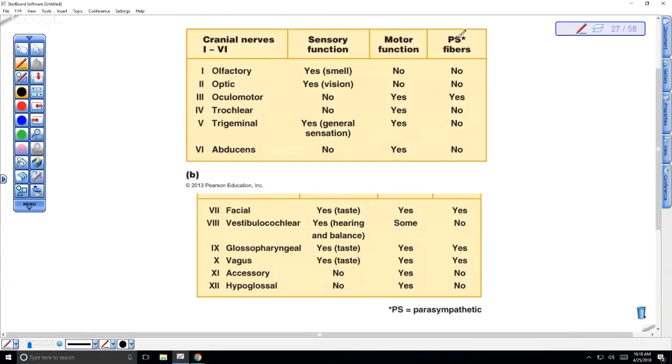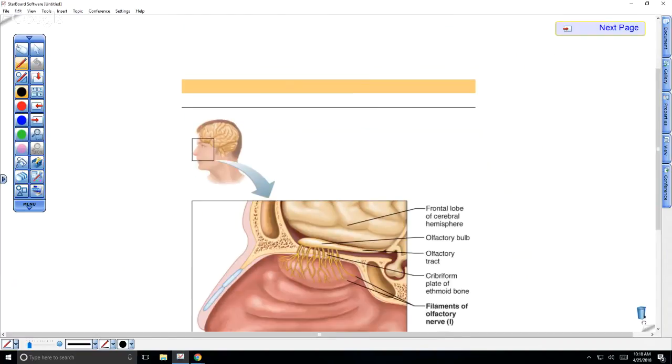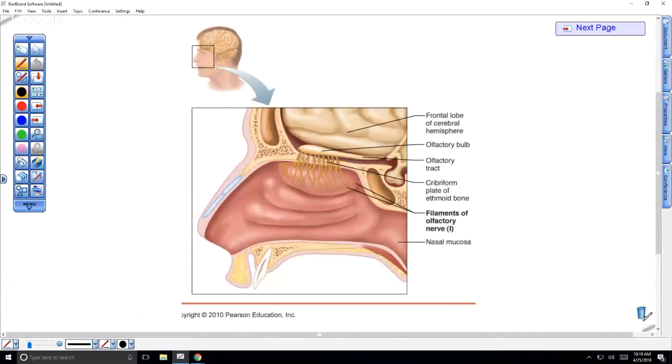Okay, so for the lab practical, but also for the midterm, you do need to know the 12 pairs of cranial nerves, and you also need to know their numbers, so their Roman numeral numbers.